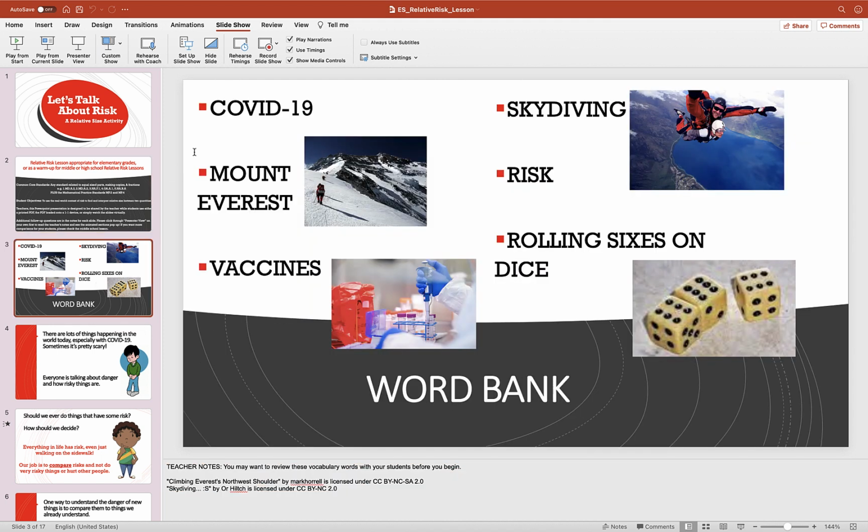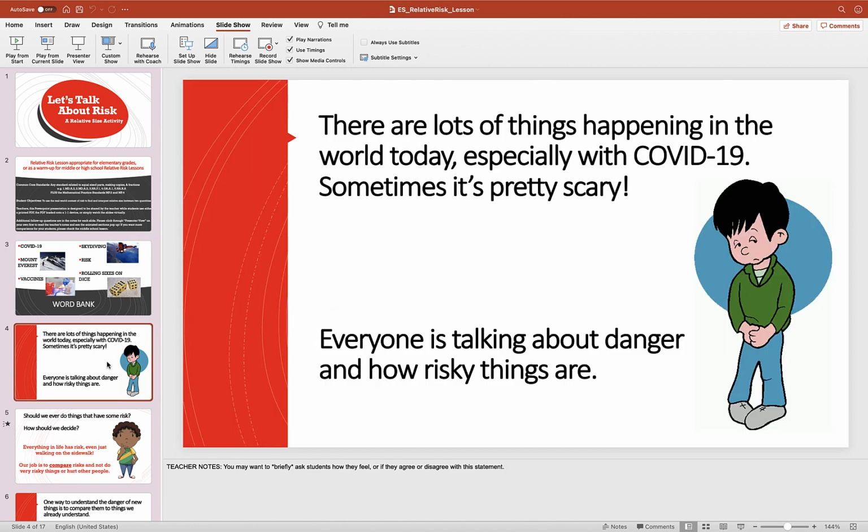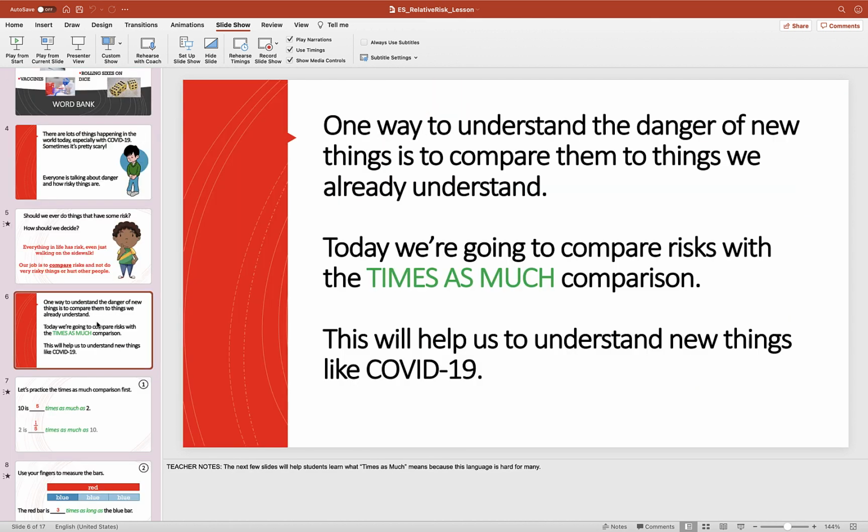We have a word bank so you can talk about some important vocabulary before you start the lesson. There's a couple of slides about talking about risk with young kids. And then we introduce the big idea, the times as much comparison. Multiplicative comparisons are really important for thinking mathematically and for making comparisons of risk. They're also not always emphasized enough in the curriculum. The Common Core standards do make an attempt to emphasize them more.